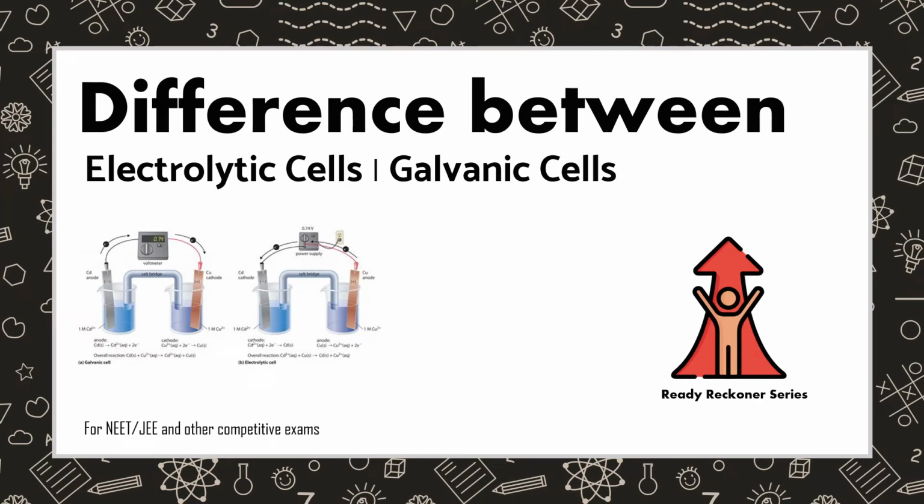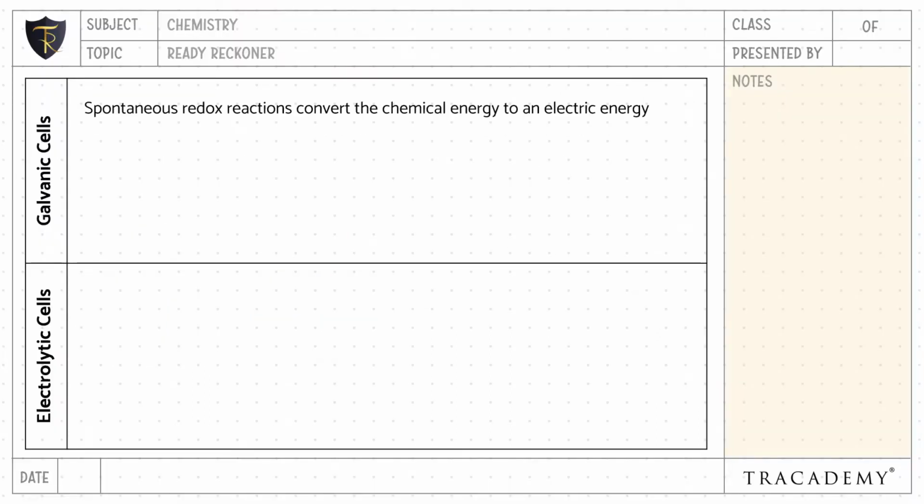In this video, let's understand the difference between galvanic cells and electrolytic cells. Galvanic cells have a spontaneous redox reaction which converts chemical energy into electrical energy, whereas in an electrolytic cell, a non-spontaneous redox reaction converts electrical energy into chemical energy.